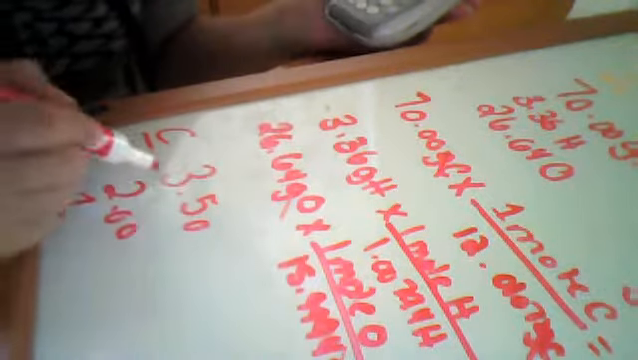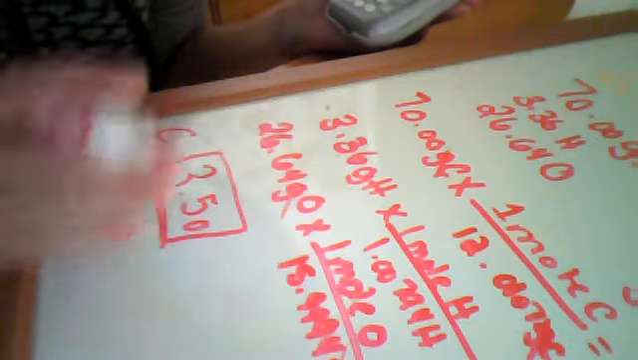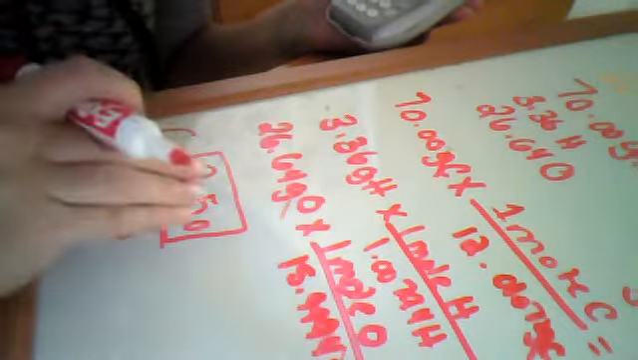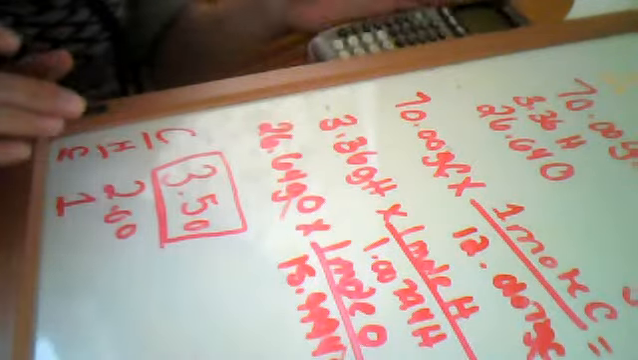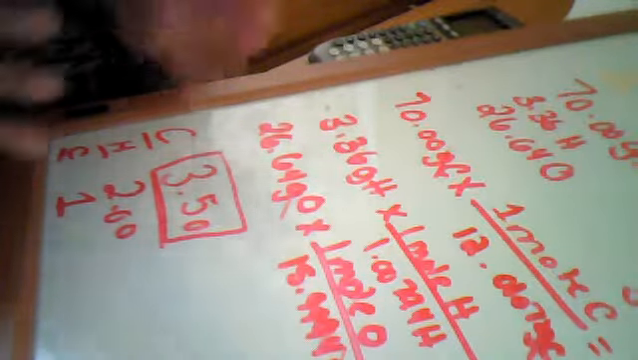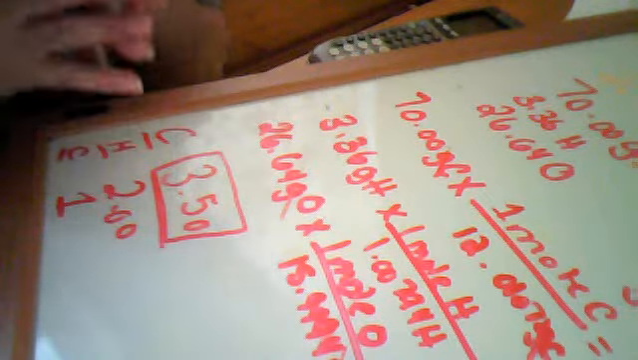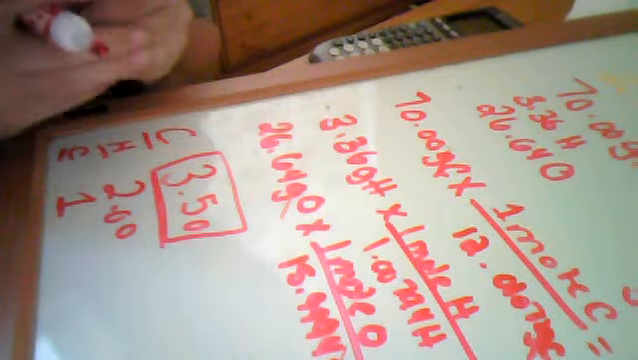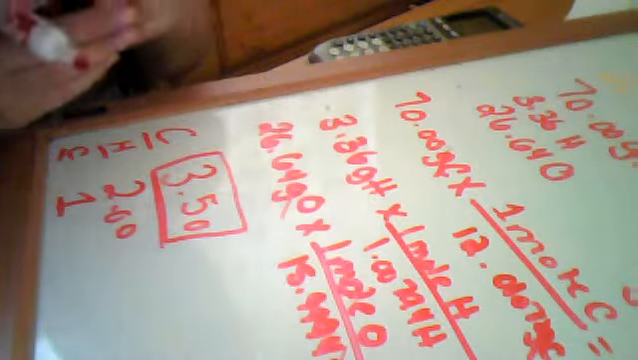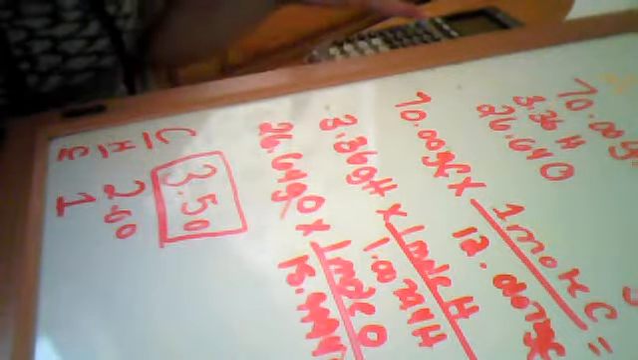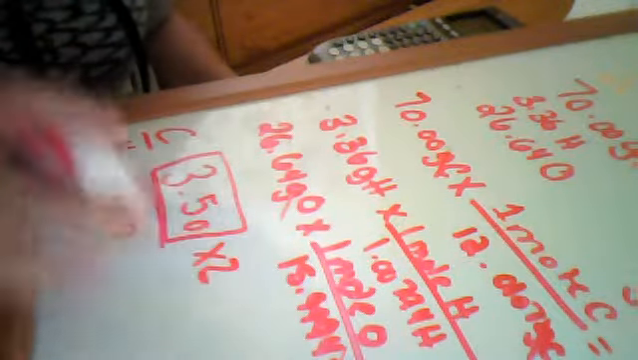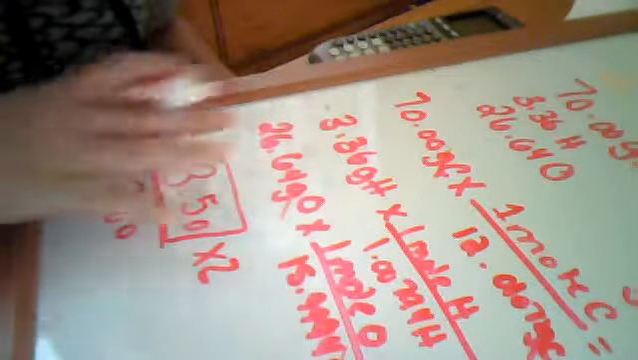Because I still have decimals, how am I going to get rid of these decimals? If I multiply this by 2, 3.50 times 2, I'm going to get rid of the decimals. If I multiply it by 3, it's still going to show the decimal again in my numbers. If I multiply it by 4, it's going to give me non-decimals. But what's the least one? I don't want to make my numbers huge, so I'm going to multiply this by 2.